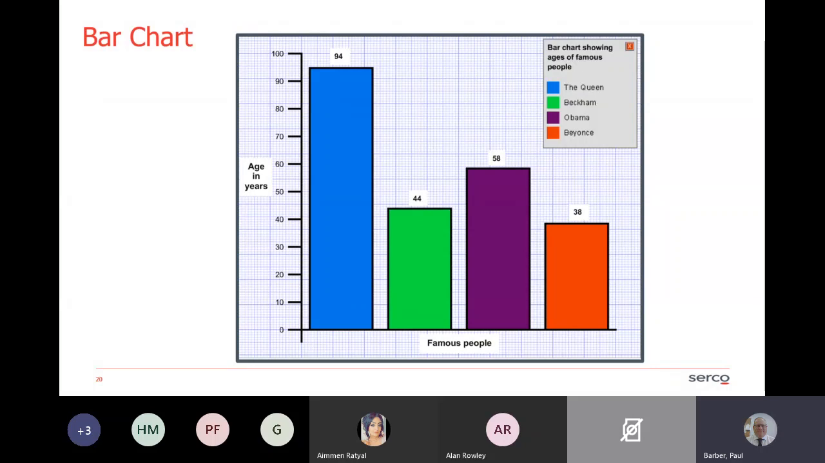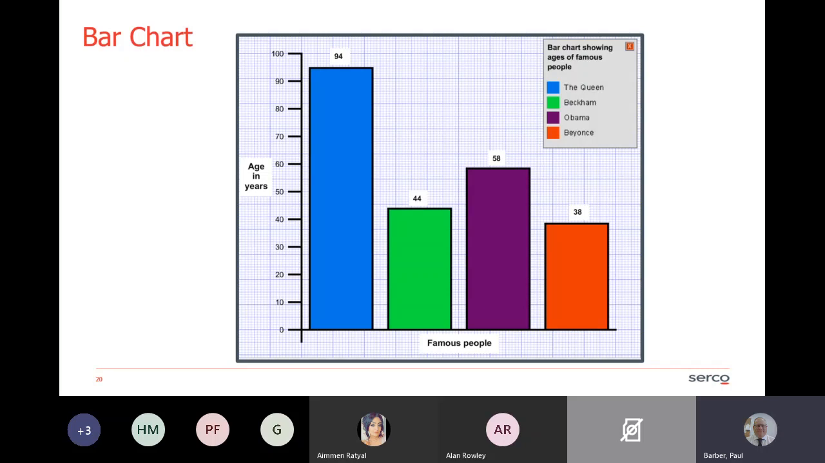So there's a number of things that I've got on here that you need to include when you're producing a bar chart. First thing you notice, my axes are labelled. So my x-axis along the bottom says that these are famous people. And on the left-hand side, I've got age in years, and I've put the numbers on there, and I've gone from 0 up to 100.